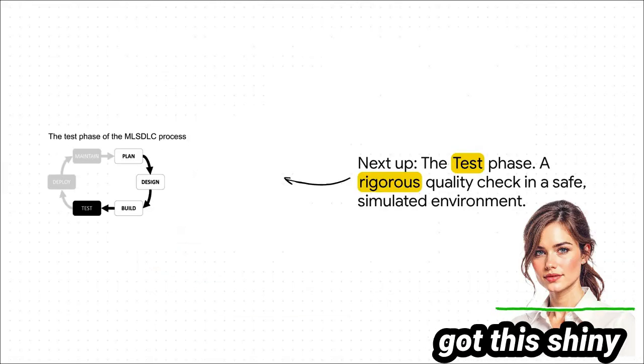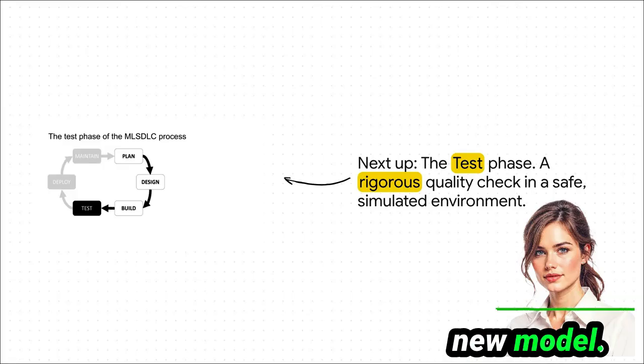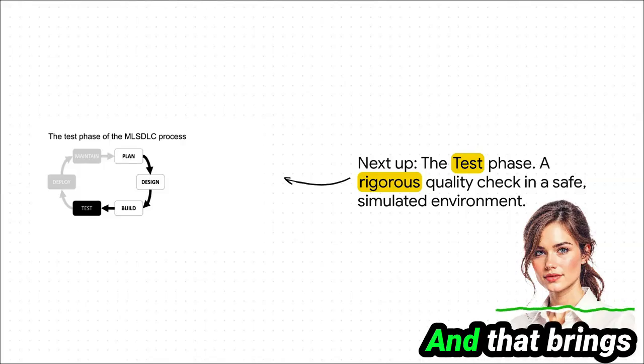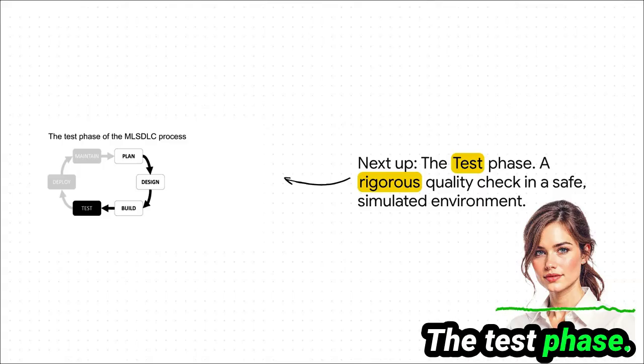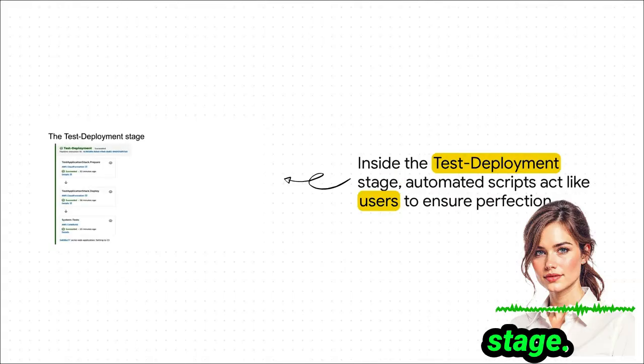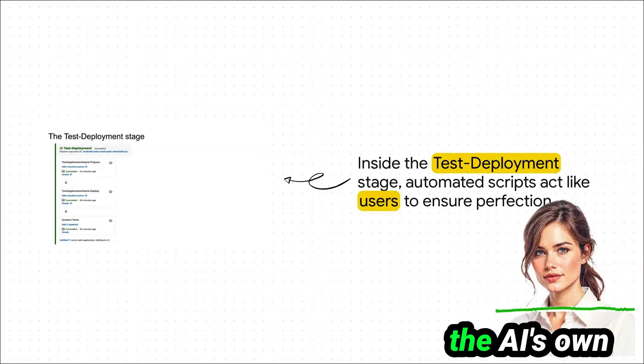So now we've got this shiny new model. But you wouldn't just roll a brand new car onto the highway without testing the brakes, would you? Of course not. And that brings us to the next vital stop on our map, the test phase. Welcome to the test deployment stage. You can think of this as the AI's own personal crash test facility.